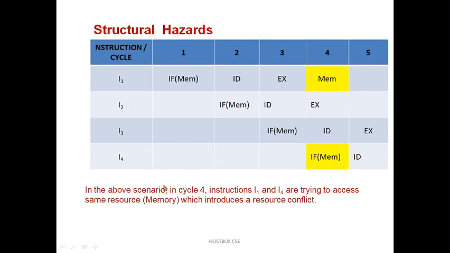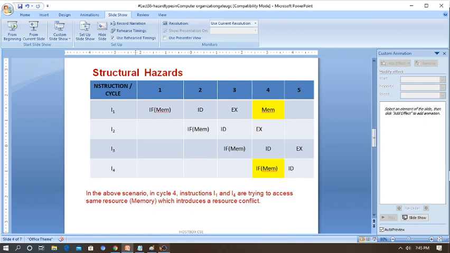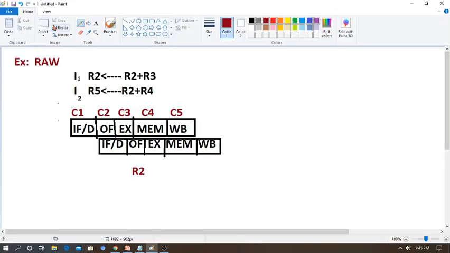Before seeing the structural hazard, we will go for an example of RAW, read after write. Let's assume I want to execute instruction 1, which is R2 = R2 + R3, and instruction 2, which is R5 = R2 + R4. Now consider the 5-stage pipeline we already discussed: instruction fetch, decode, operand fetch, execution, memory, and at last write back the result, saving it in R2.